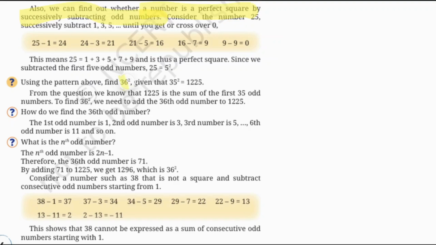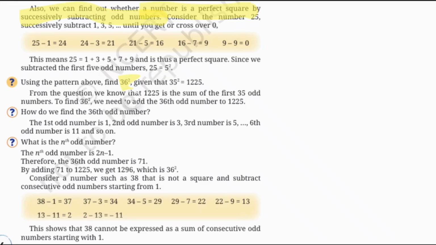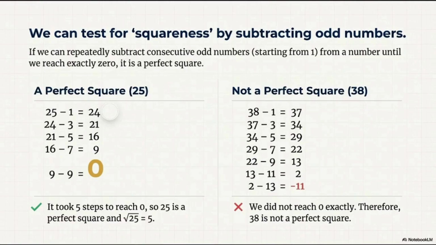So first of all, we'll check for 36. So before 36, let's check for 25. Then we'll come to 36. Now here, 25. From 25, we'll subtract the first odd number, which is 1. So 25 minus 1, 24. Now from 24, the next odd number, which is 3, we'll subtract, we'll get 21. Next 21 minus 5, 16. Then 16 minus 7, 9. And then the next odd number is 9. 9 minus 9 is 0.